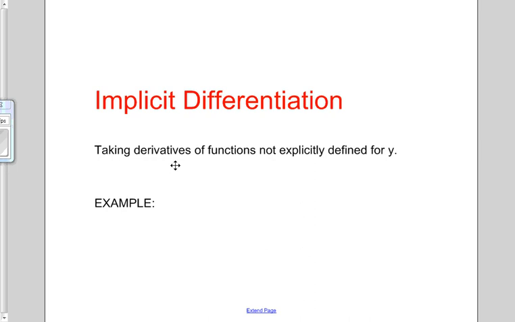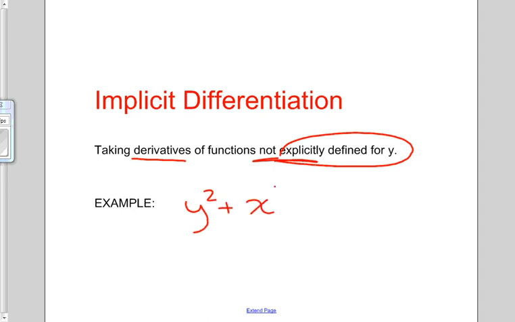In this video, we're going to learn to take implicit differentiation. And what that means, it sounds a lot more complicated than it is. It's taking a derivative of a function that's not explicitly defined for y. An example of that would be y squared plus x squared equals 100. And many of you recognize that this is a circle of radius 10.